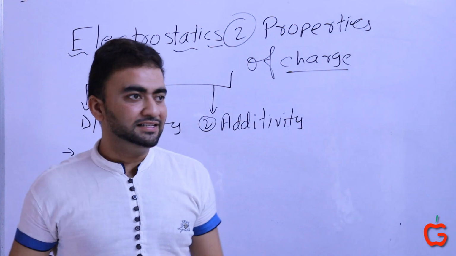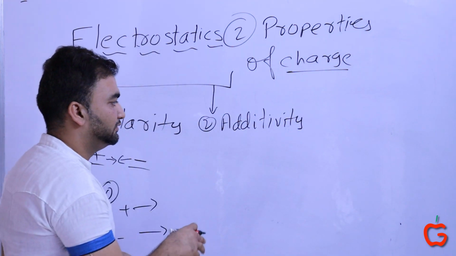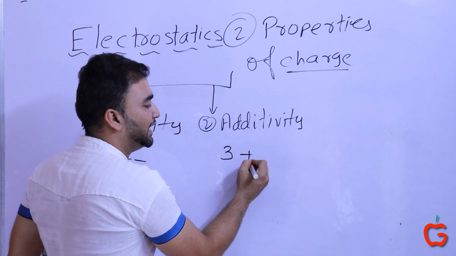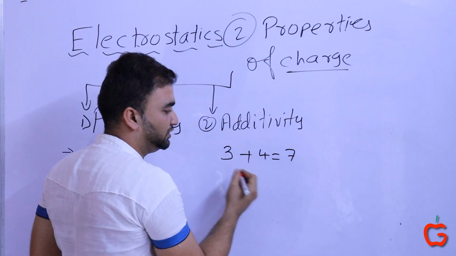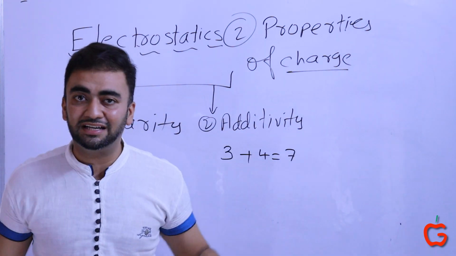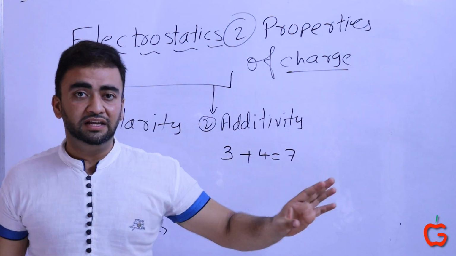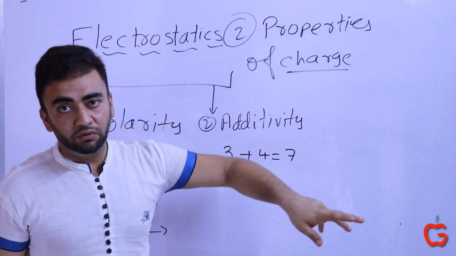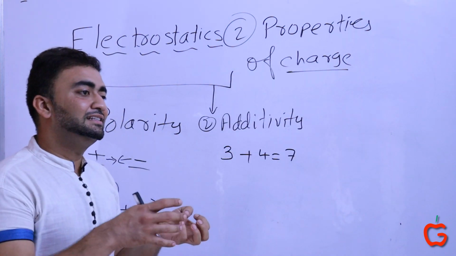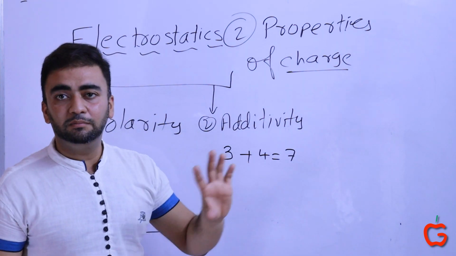This property says that when charges are clubbed, when you add more charges to it, charges simply add up like numbers. So 3 coulomb charge plus 4 coulomb charge is always going to be 7 coulomb charge. It's never going to be 3 times 4, 12 units of charge. No. It's never going to be 3 to the power 4 or 3 factorial into 4 factorial, nothing else. When charges are put together, they get added like numbers, plain numbers.